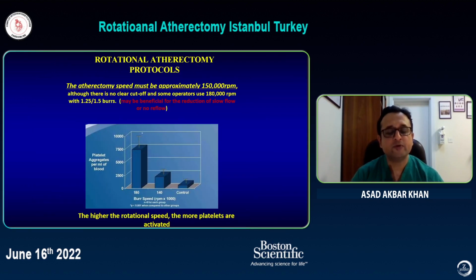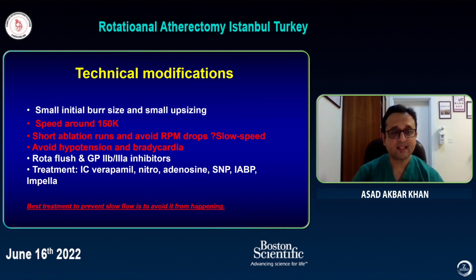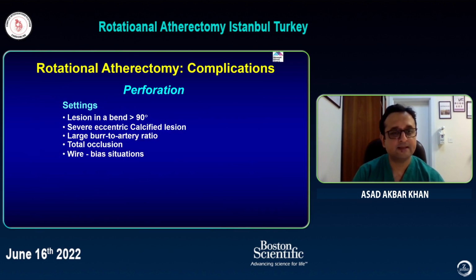So we know from in vitro studies that if our burr speed is anywhere around 180K, it ends up aggregating or activating the platelets a lot more versus if you keep the rotation of the burr around 140 to 150K. Hence the recommendation of using a slightly lower speed. So how do you avoid it? Speed around 150K, short runs, avoid RPM drop, and avoid hypotension and bradycardia. If it still happens, you can have intracoronary vasodilators, intra-aortic balloon pump, and Impella if nothing else works.